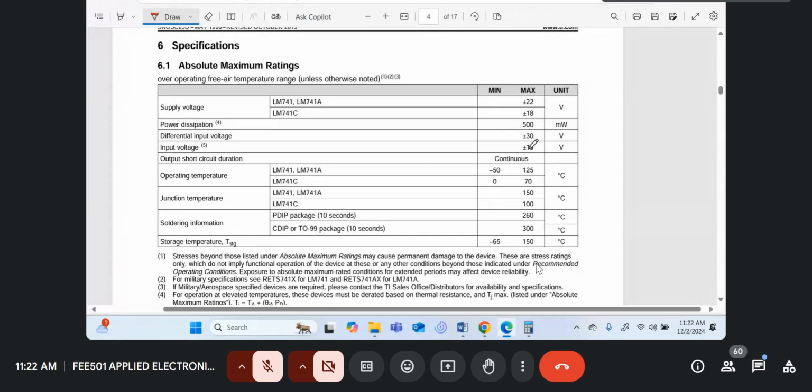They give you the operating temperature. So you can see that for the LM741 and 741A, you can go to very low temperatures. So if you're designing something that can work in places like Greenland or Antarctica, you can use this one. But for warm countries, you can only use 741C, which can only work from 0 to 70 degrees centigrade. They tell you the maximum junction temperature and soldering information.